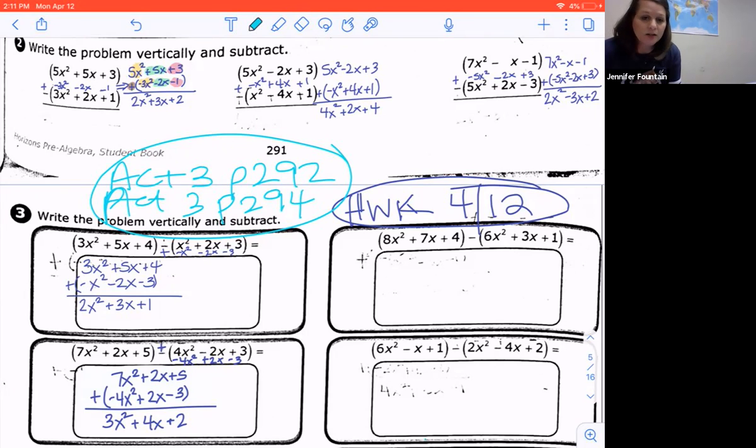Well, if you're all done with it, you can go ahead and sign out, and that's all we've got for homework. Then we will pick back up with reviewing this on Thursday. We'll review multiplying, and then we're going to learn dividing.